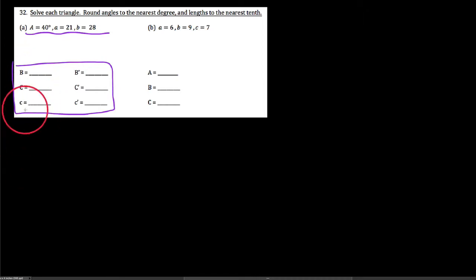Well, first things first, we should probably reset this up. And so I guess what I would tell you is, as we've been writing it, we've just been saying lowercase abc and uppercase ABC. So I would encourage you to actually, even though this is written here like this, rewrite it. And let's fill in what we know. We know that this is 40 degrees here. We know that A is 21, and we know that B is 28.